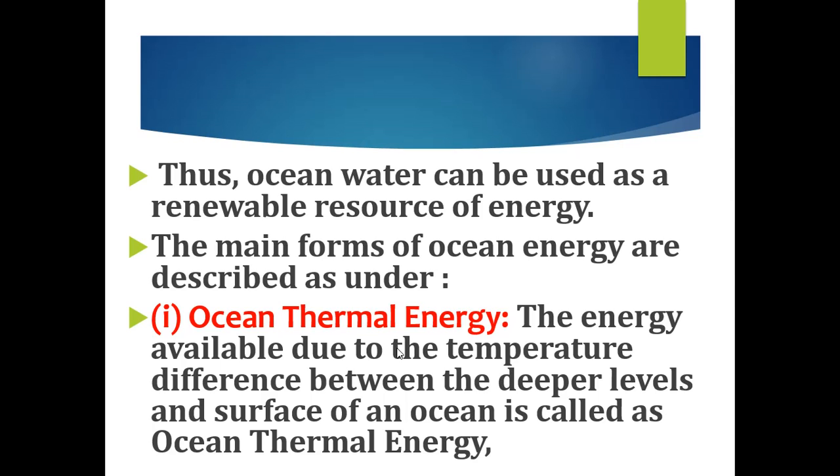So what is meant by ocean thermal energy? The energy available due to the temperature difference between the deeper level and the surface of an ocean is called ocean thermal energy. Okay, so on the surface of the ocean there will be one temperature, and in the deeper level of the ocean there will be another temperature. So the temperature difference between the deeper level and the surface of an ocean produces energy which is called ocean thermal energy.